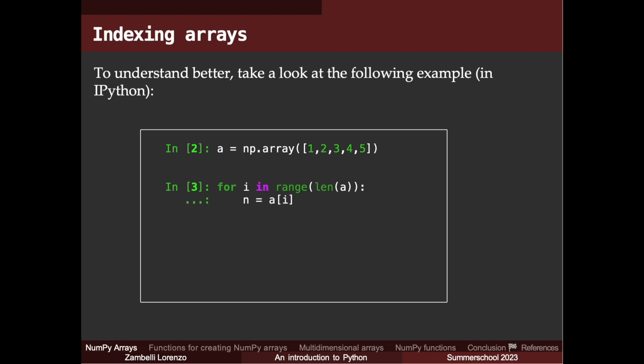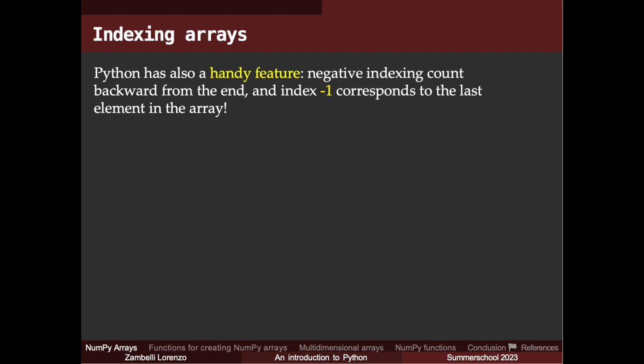And then we take n equal to a[i], so index i. Then we want to print this element, and also write as a tuple our index i and n, the value of a. Then we run it. As we see, a[0] is 1, a[1] at position 1 is 2, and so on until position 4, that is 5.